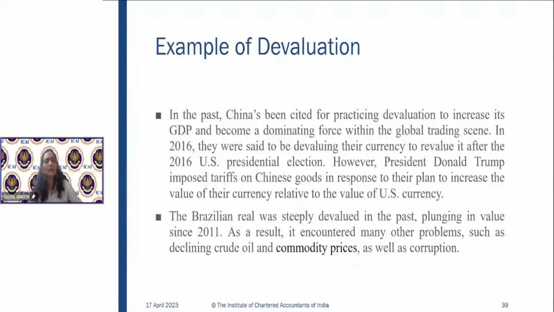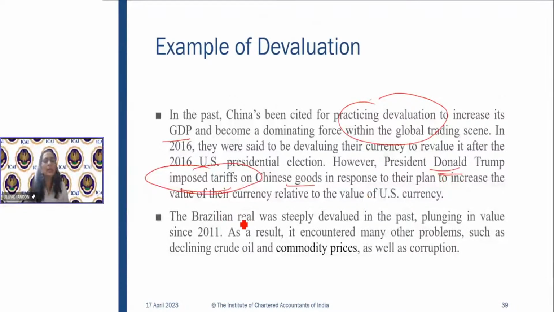So China in the past has practiced devaluation to increase its GDP, and US, when Donald Trump was there, he imposed tariffs on Chinese goods because he believed that they were keeping their value low, and this was leading to trade deficit in US and trade surplus in China. So to overcome that, he had gone for imposing tariffs on Chinese goods when Trump was there.